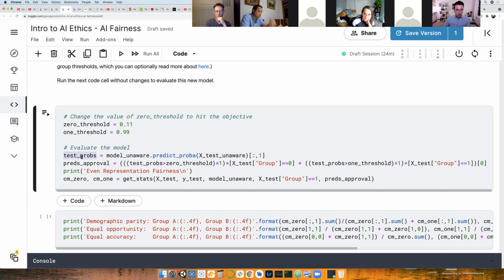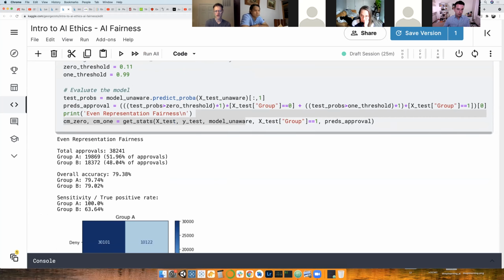But now when we look at the output probabilities, we don't just score them. We don't use them as input to the confusion matrix. We weigh them by this threshold. So we make a decision based on this threshold. We look at the test probabilities, and if the group is 0 and we're above this threshold, then we consider it. And if we are in group 1 and we are above this other threshold, then we consider it. Otherwise, we don't consider it. So basically, we weight our outputs, and let's see how that changes things.